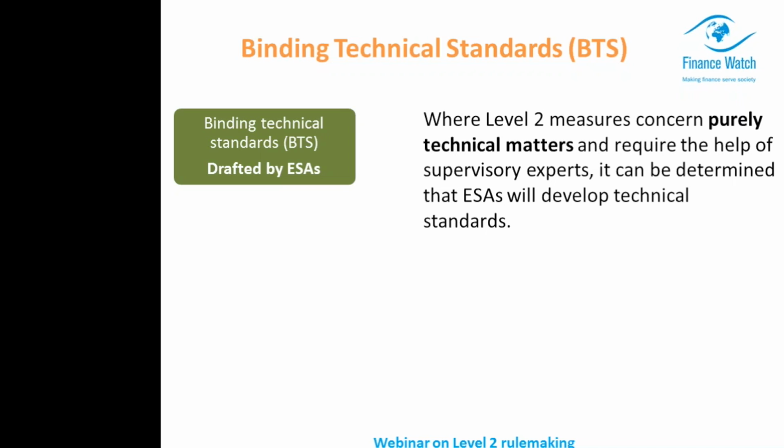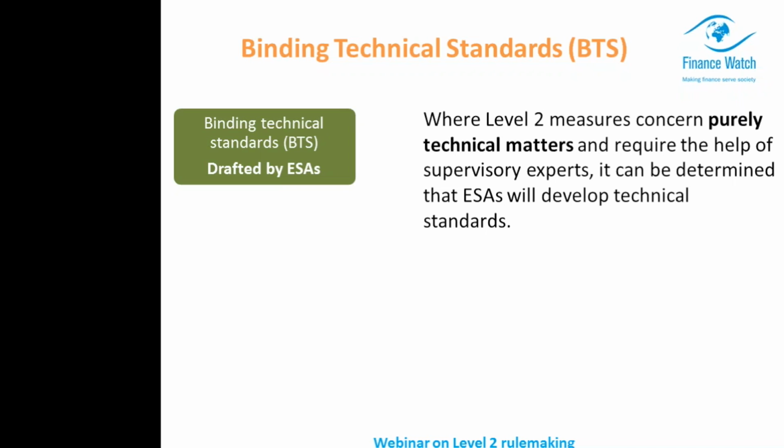So, binding technical standards. With the establishment of the European supervisory authorities, the Framework 1 legislation can also delegate the power to the Commission to adopt technical standards that are prepared by the European supervisory authorities, as the bodies that have the technical knowledge and are very close to the supervised market, so to the financial sector, that have a better understanding of what is needed and how to be efficient.